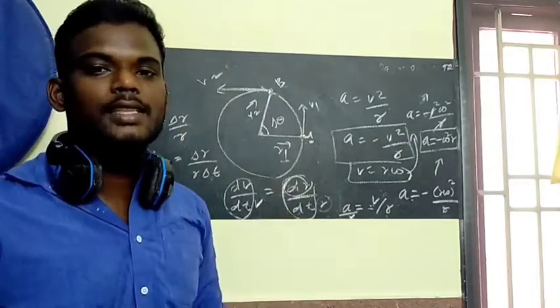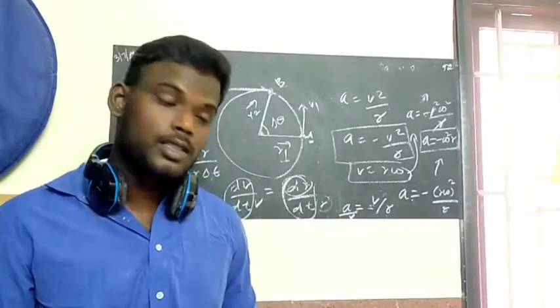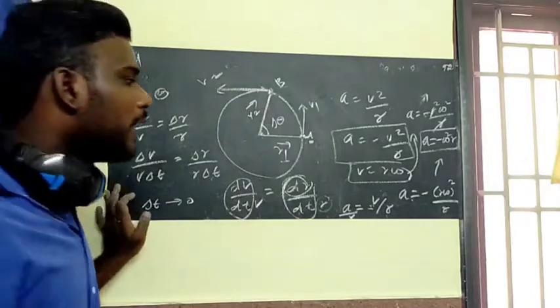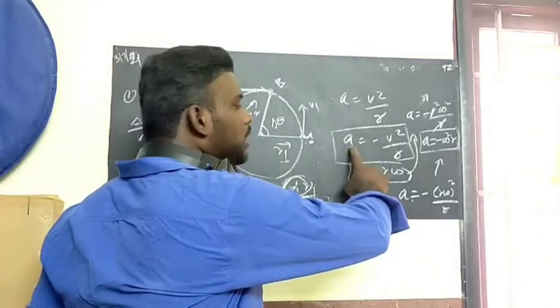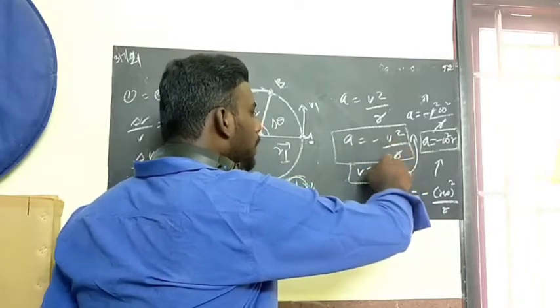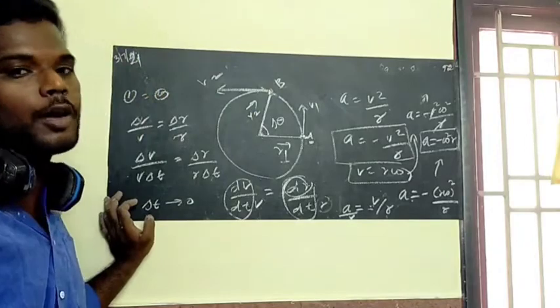And there is an acceleration. That acceleration is always acting towards the center of the circle. And here we have derived the value of the acceleration acting towards the center. One is a equal to minus v squared by r, and the next one is a is equal to minus omega squared into r. Is that clear?